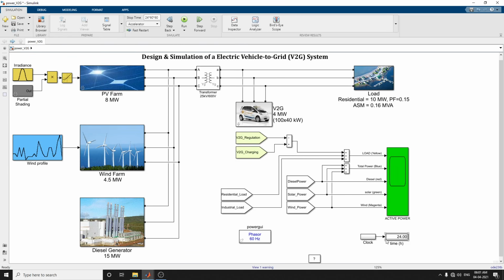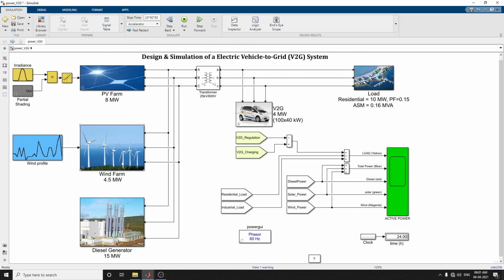Hello everyone, in this video we are going to discuss the design and simulation of electric vehicle to grid systems. This example shows a vehicle to grid system used to regulate the frequency on a microgrid when events occur during a full day. A 24-hour simulation of the electric vehicle to grid system is described here. The phasor mode of SimPowerSystems allows a fast simulation of the 24-hour scenario.